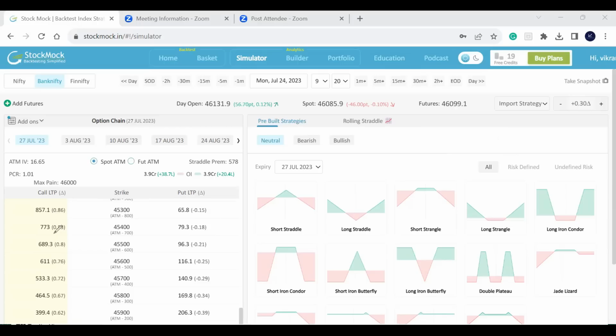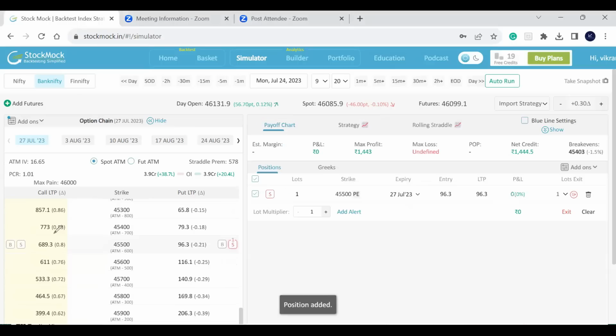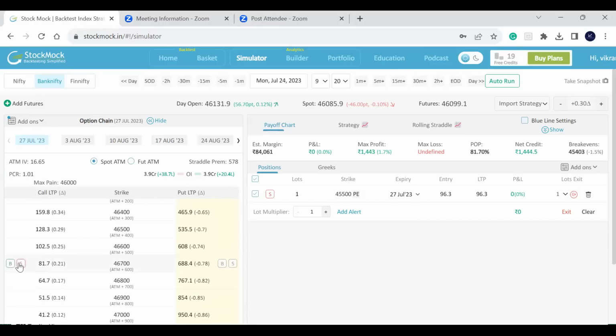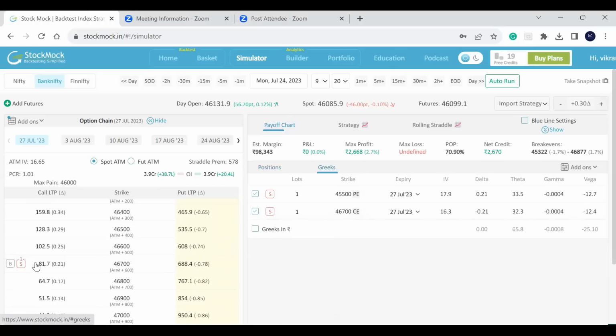What I said is we should go for a delta which is around 0.20. You can see here, the 45,500 put option has a 0.21 delta, which is nearer to 20. So I'll add one lot here. All right, I have added one lot. Now we'll go to the call side and look for the delta which is around 20. We got exactly the same delta, which you will not get every time. 0.21, 0.21, and premium is 96 and 81, which is near, but you don't have to worry too much about the premium. We are only focusing on delta, only looking at the Greeks.